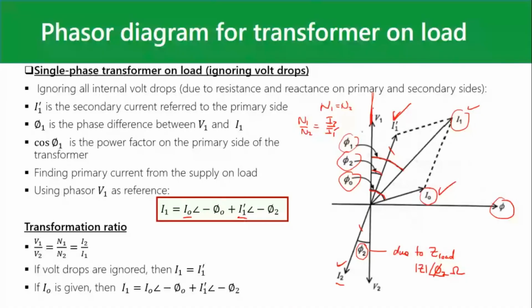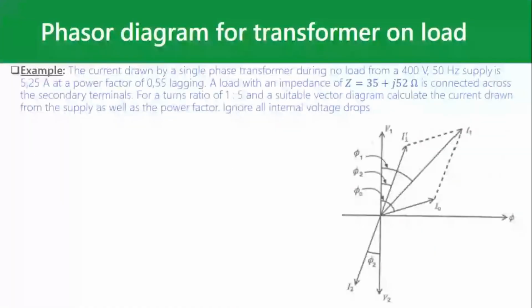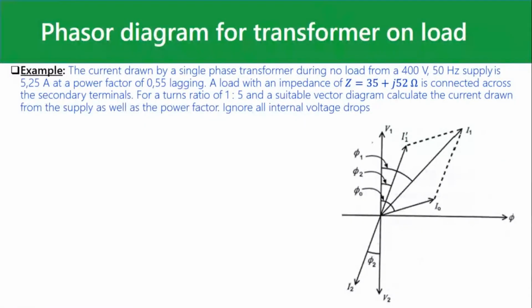Then, let's just do a quick one here. The current drawn by a single-phase transformer, and all your calculations are going to be on single-phase transformers. And just watch out, what kind of calculation are we doing? We're doing a no-load calculation, all right? And ignore all internal volt drops. So you have to have that and that before you can do this type of calculation.